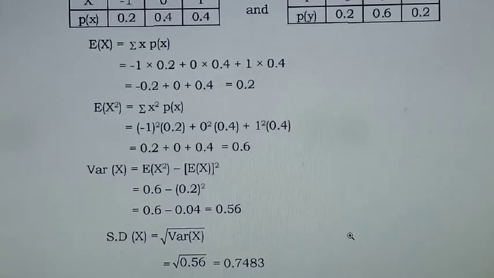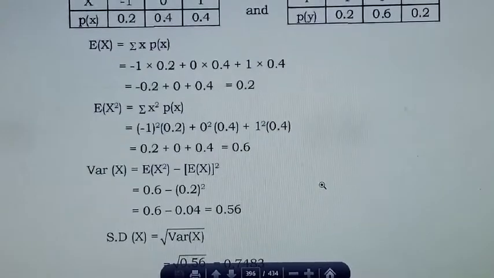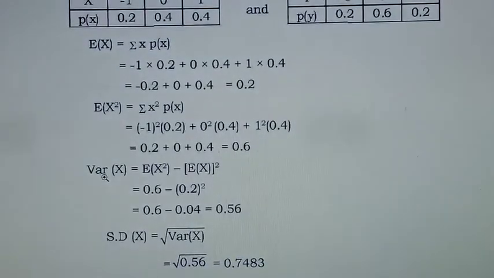So again, covariance of xy is nothing but expectation of xy minus expectation of x into expectation of y. To calculate the correlation coefficient, we need the covariance and also the variances. So let us see the variance formula in terms of expectations: variance of x equals expectation of x square minus expectation of x whole square.